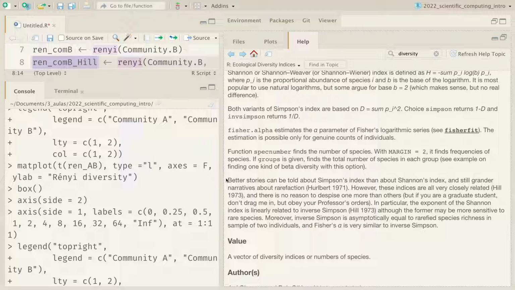One of the problems that we have in this area is that people use the indexes that they like. So for example, the help itself says the following: Better stories can be told about Simpson's index than about Shannon's index, and still grander narratives about rarefaction. However, these indices are all very closely related, and there is no reason to despise one more than the others. But if you are a graduate student, don't drag me in, obey your professor's orders. So it depends a little on the school, and on who you're talking to.